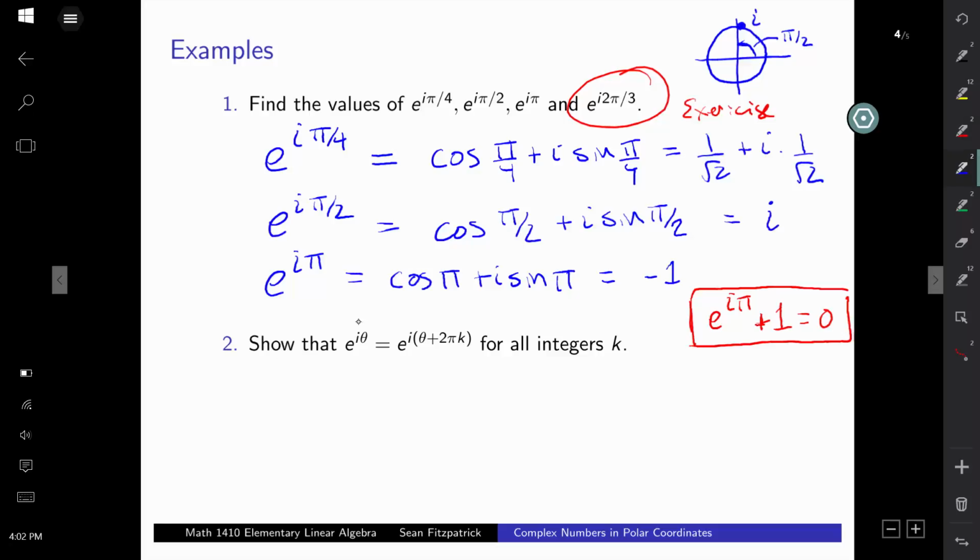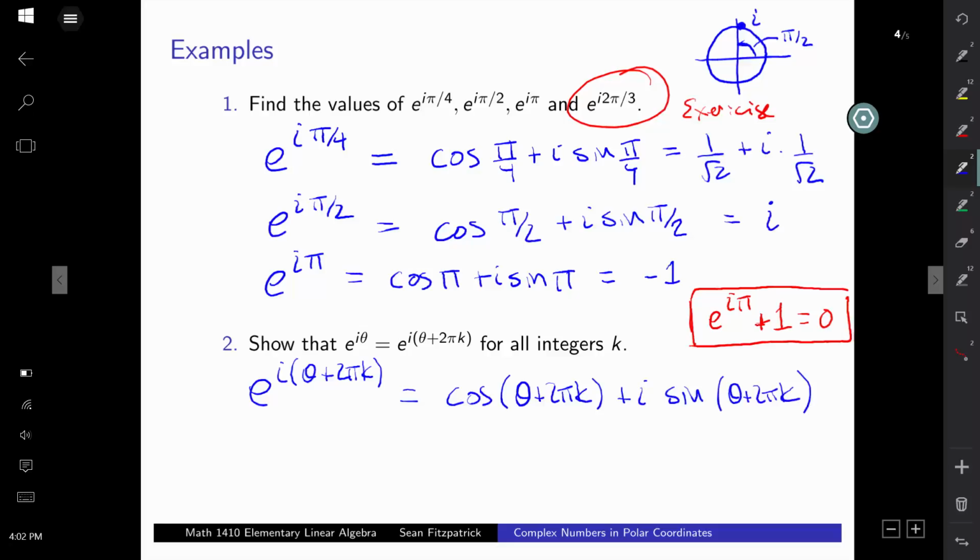So e to the i theta plus 2 pi k is equal to cosine of theta plus 2 pi k plus i sine of theta plus 2 pi k, right? But the sine and cosine functions are periodic. They have this property that adding multiples of 2 pi doesn't change them, right? Because that corresponds to a full revolution, and going all the way around the circle takes you back to where you started. So that's the same thing as cos theta plus i sine theta, which is e to the i theta.